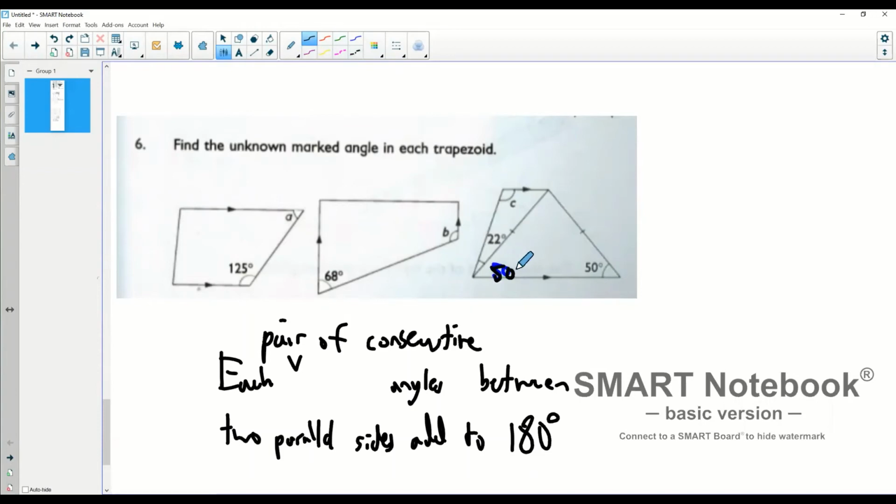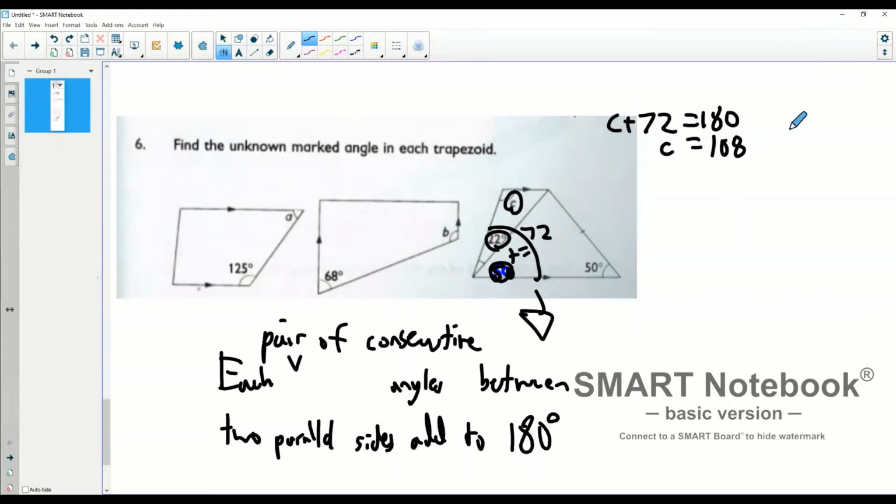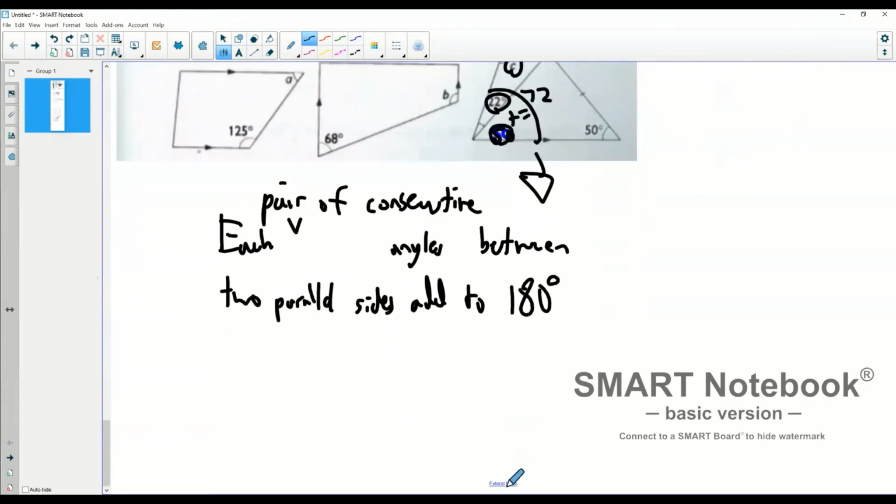Yeah, so this is 50 degrees down here. What does that mean? Well, we know this big angle is 72 degrees because 22 plus 50 equals 72. And we also know that each pair of consecutive angles between two parallel sides equals 180. We learned that down here, right? And so if C plus 72 equals 180, that means C would be equal to 180 minus 72, which is 108. So the answer should be 108 for 6C.